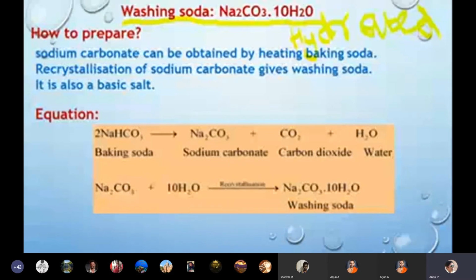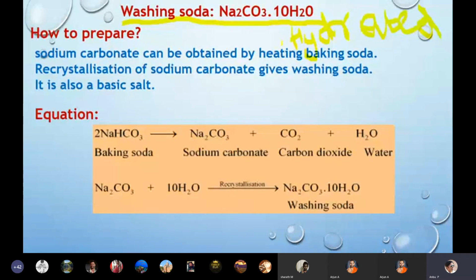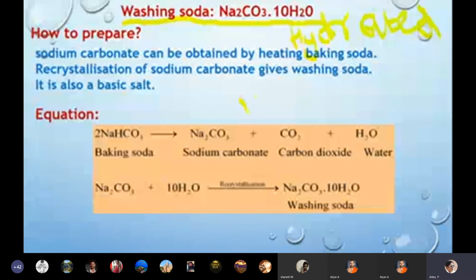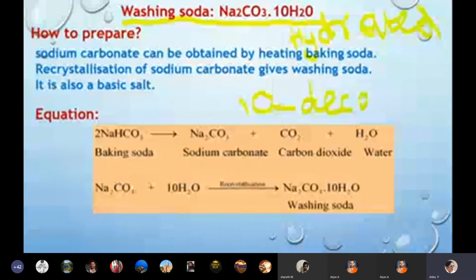So washing soda, chemically called sodium carbonate, Na2CO3 dot 10H2O, can also be called by this 10. Chemically, the number 10 is given the name deca, just like your mathematical number, very simple. So the name of washing soda can also be written as sodium carbonate decahydrate. Please make note of this point. That is the chemical formula of washing soda. Washing soda is Na2CO3 dot 10H2O, also called sodium carbonate decahydrate.